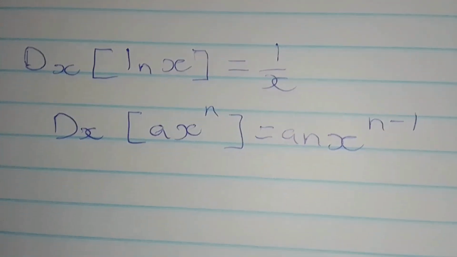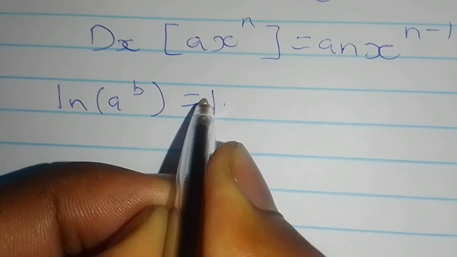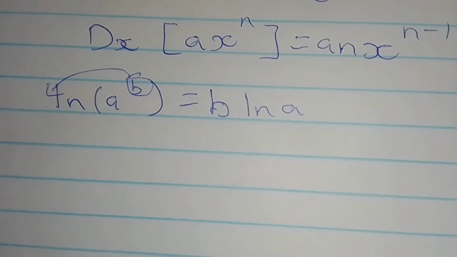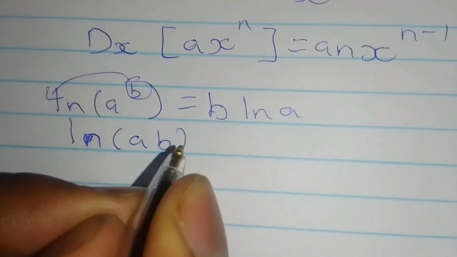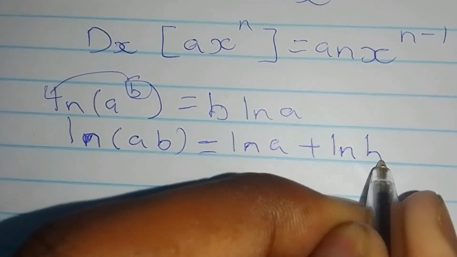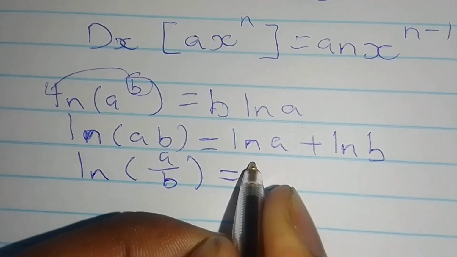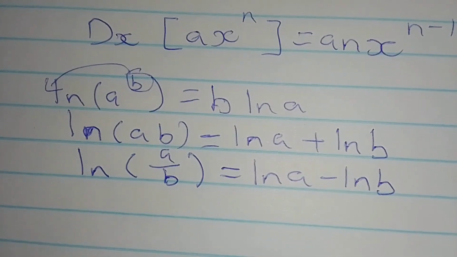From then, I'm going to quickly remind you of the logarithmic rules. If I have ln a to the power of b, then this is the same as b multiplied by ln of a. And if I have ln of a multiplied by b, this is the same as ln a plus ln b. If I have ln of a divided by b, then this is the same as ln a minus ln b. So that's just the basic stuff you must know.